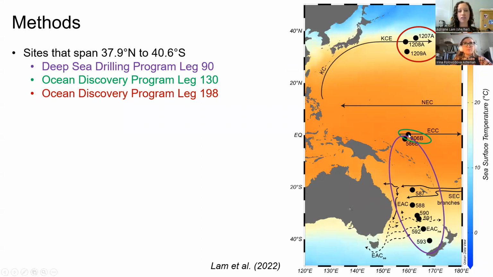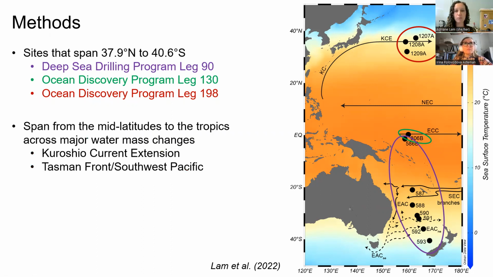And we also use the Leg 90 sites that form a transect from the tropics. So 586B is a hole that's very close to 806B, all the way down to site 593, which is lying in more temperate or subpolar water masses. So these sites span from about 38 degrees north to 40 degrees south. So we're capturing the mid-latitudes of both the northern hemisphere and the southern hemisphere, as well as across the tropics.